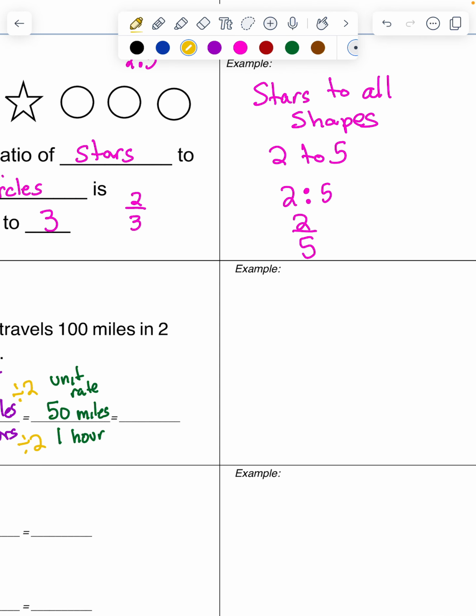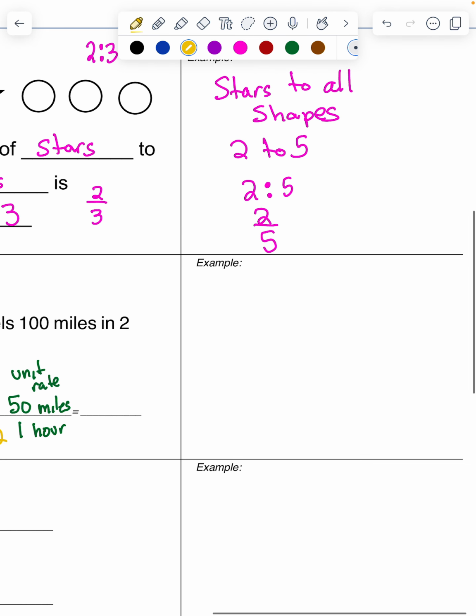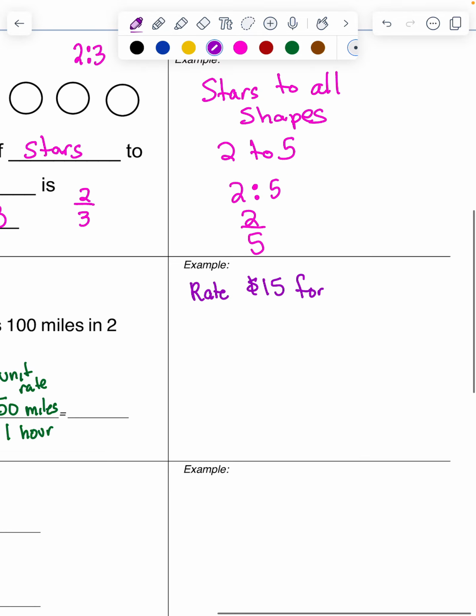An example, a rate is $15 for 5 bags of chips.